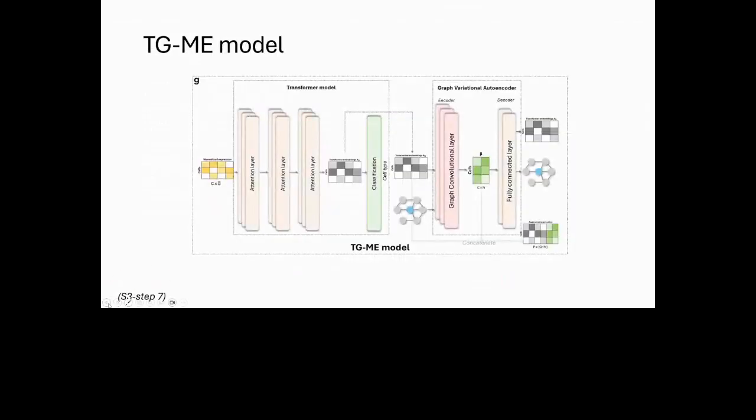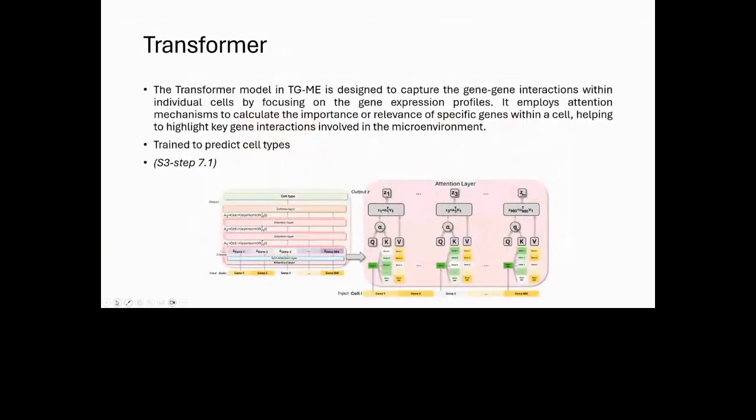So let's talk about the model that we're going to be using. I already gave you the general explanation on the model, but let's go step by step. The transformer model that we designed is going to capture the gene-to-gene interactions within individual cells by focusing on the gene expression profiles. It's going to employ what we know as attention mechanisms to calculate the importance or relevance of specific genes within a cell, helping to highlight key interactions involved in the microenvironment. It's going to be trained to predict the cell types. So let me explain a bit.